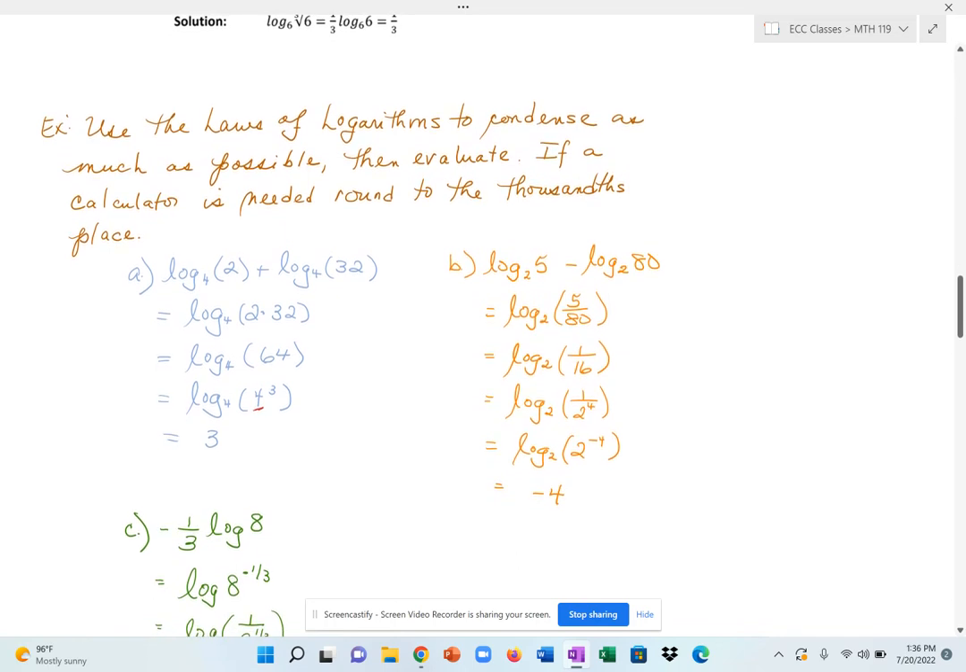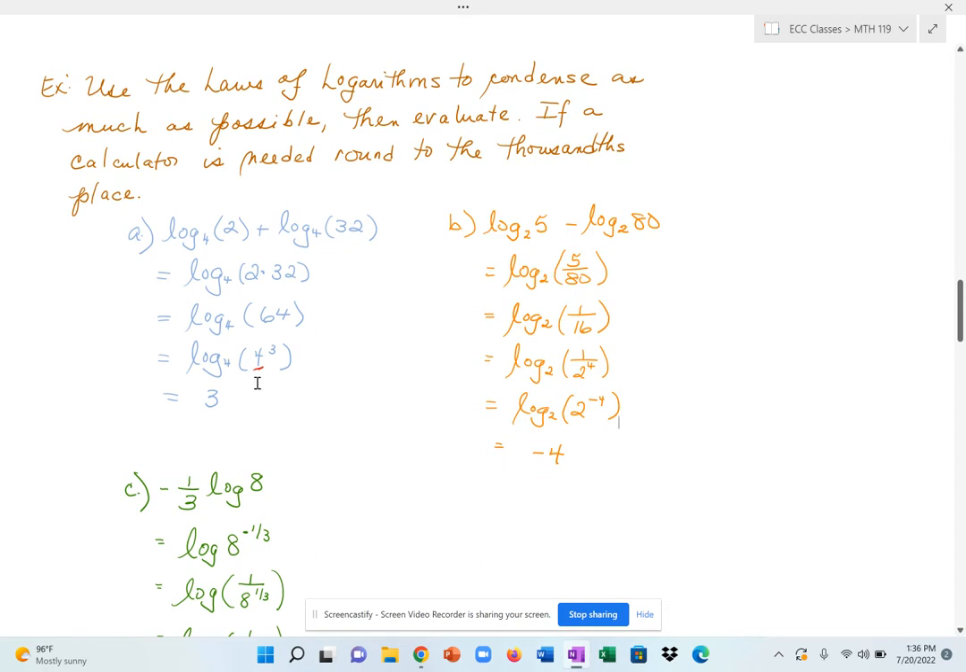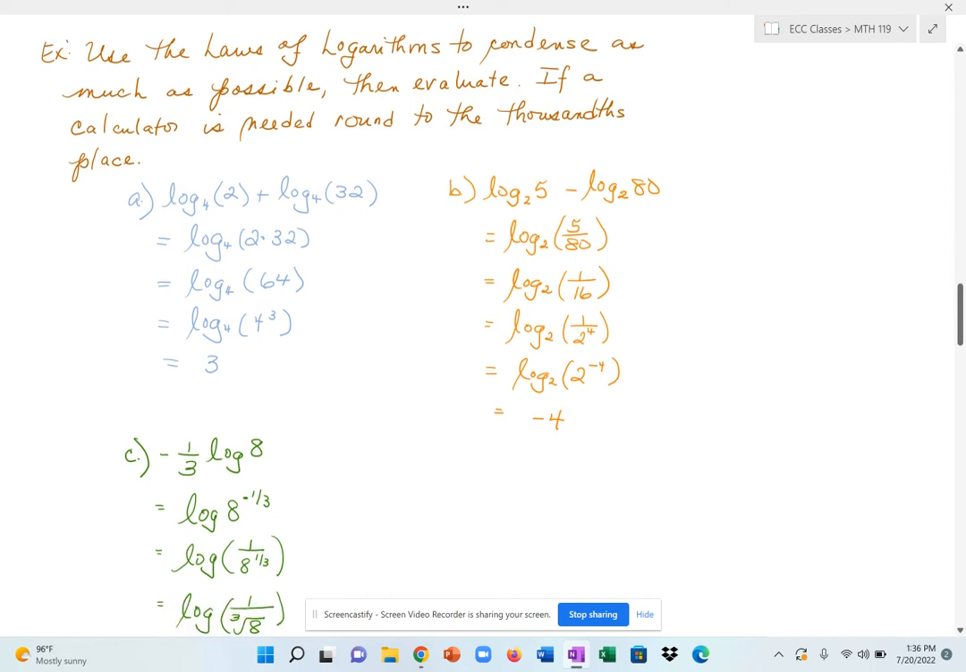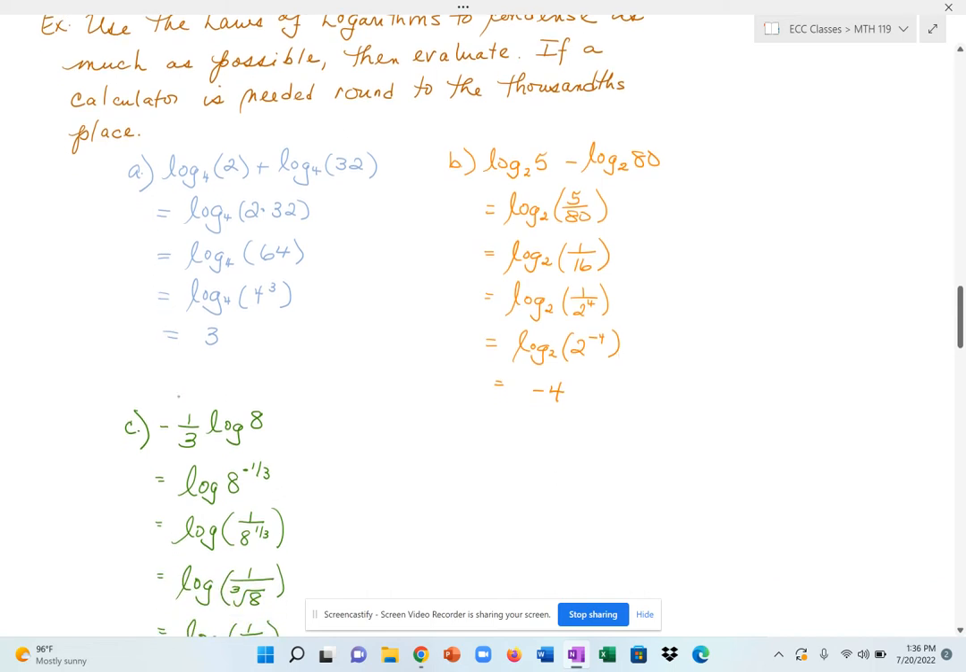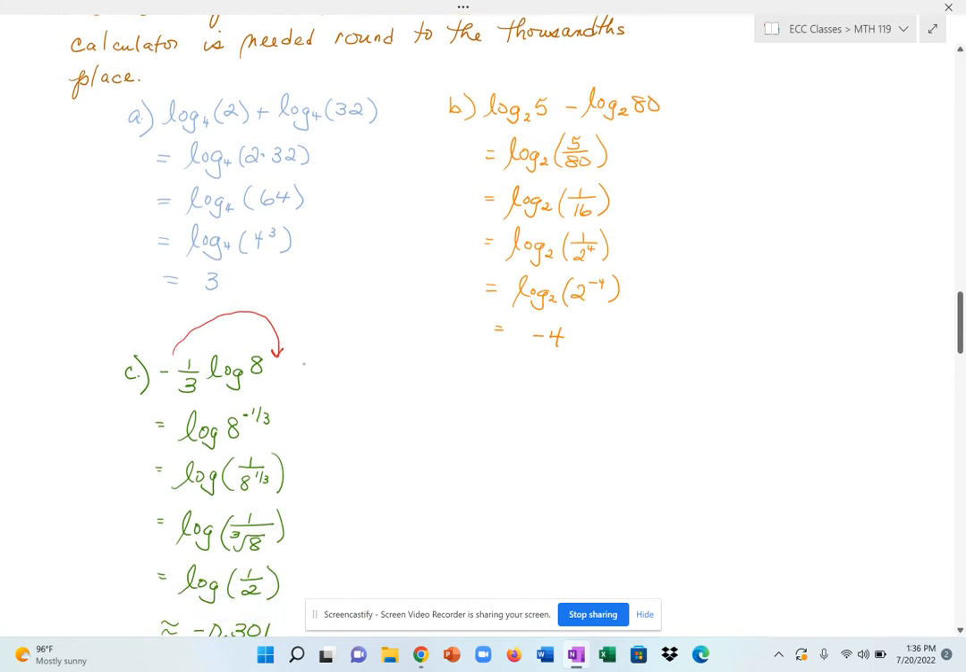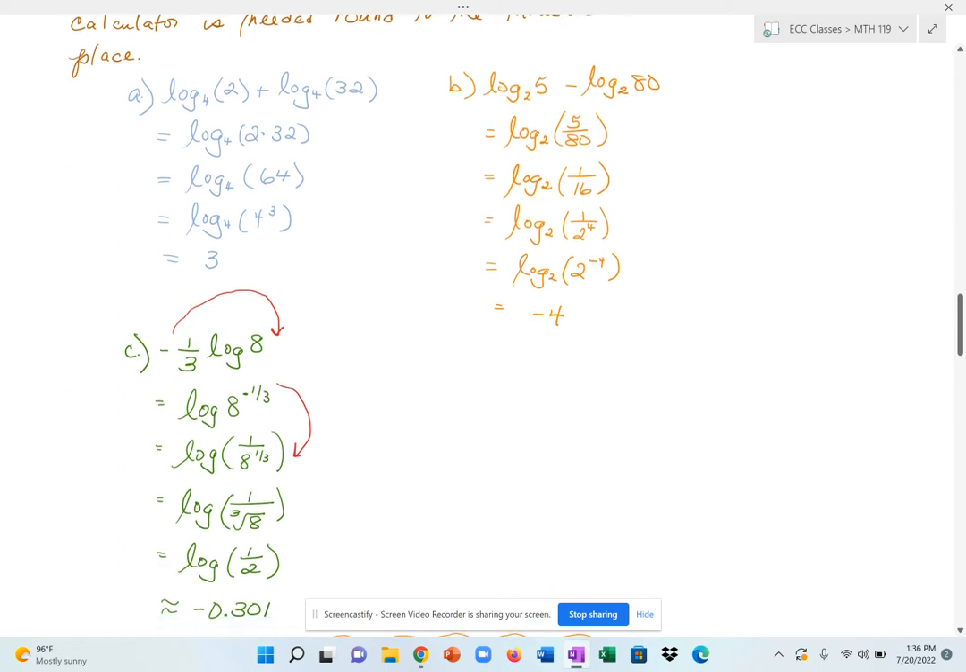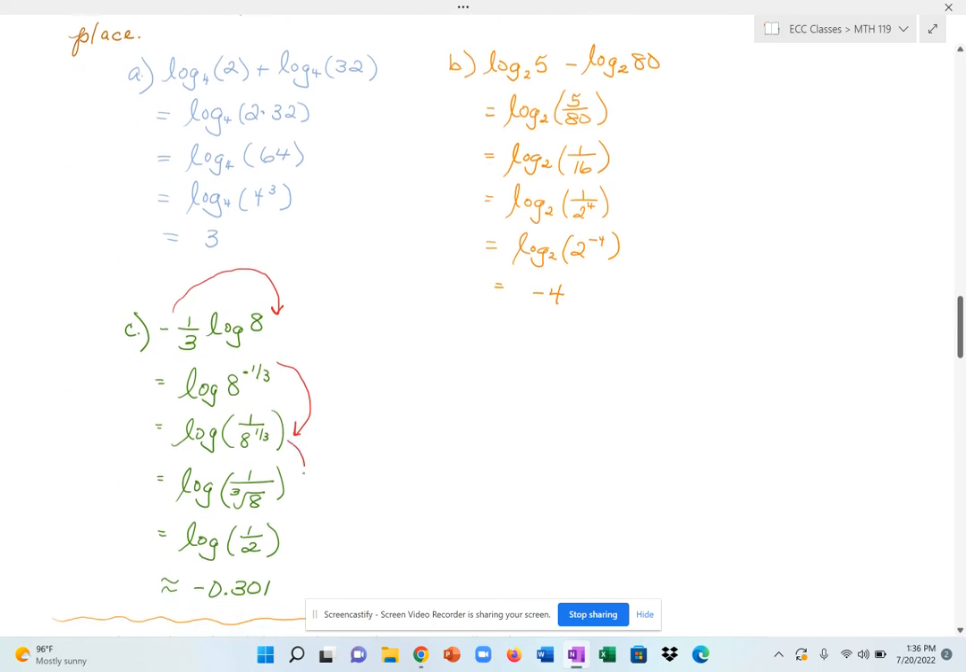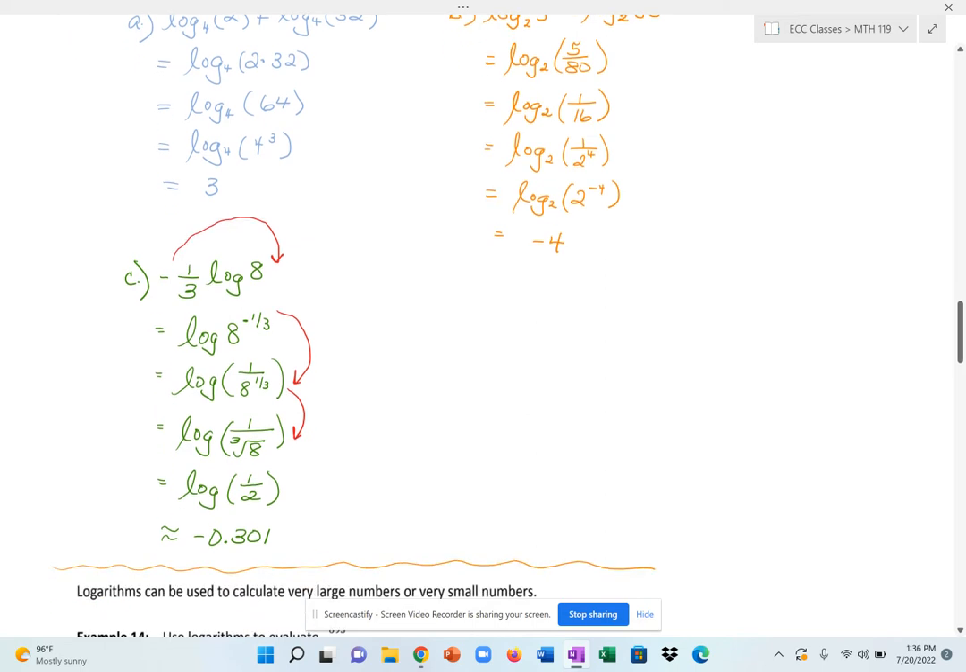Here I have negative a third log of 8, and so when you don't see a number in the corner for the base, that means it's a common log. It's a base of 10. So using my properties or my laws, this is the same as the log base 10 of 8 to the negative 1/3, which we know is the log of 1 over 8 to the 1/3. To the 1/3 power means the cube root of 8. The cube root of 8 is equal to 2, so I'm taking the common log of a half.